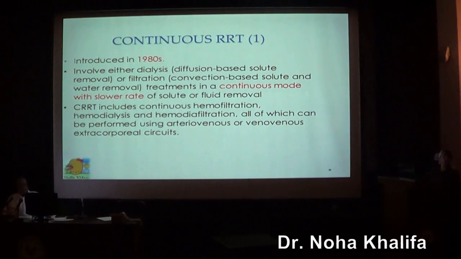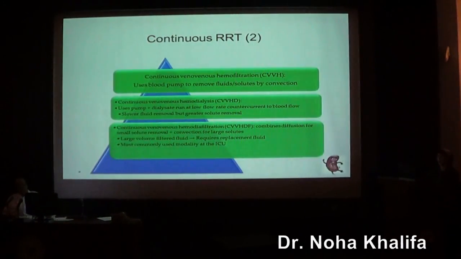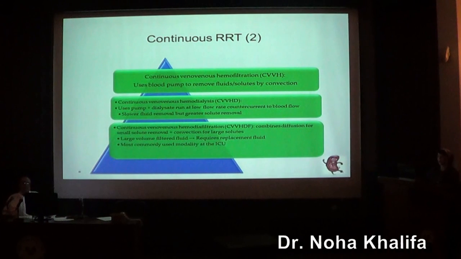So, continuous renal replacement therapy was first introduced in the 1980s, and this means that you do a continuous form of hemodialysis depending on a slower rate of removal of solutes or fluids. It includes all types, which are hemofiltration, hemodialysis, hemodiafiltration, and all of them use an AV axis or a VV axis. So, in continuous VV, for example, we use a blood pump and we use convection.